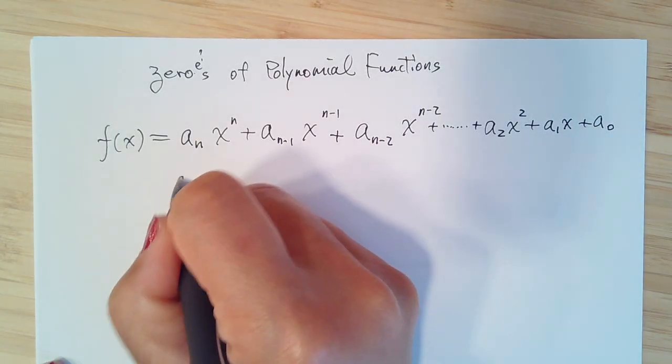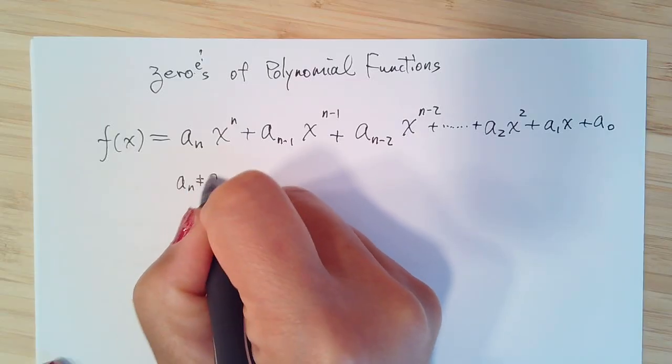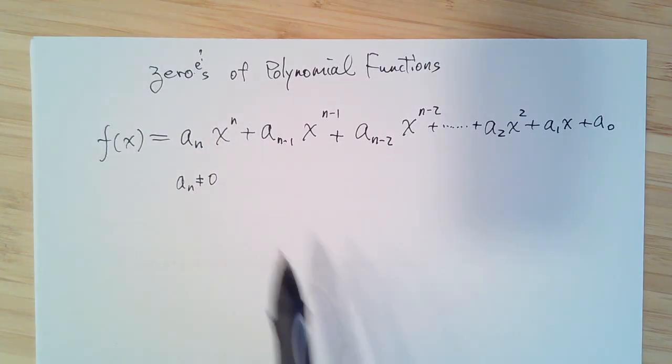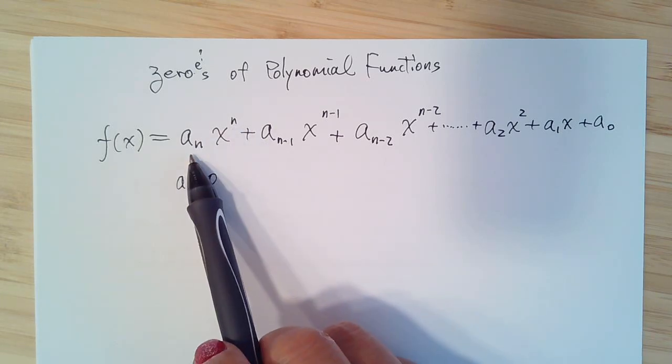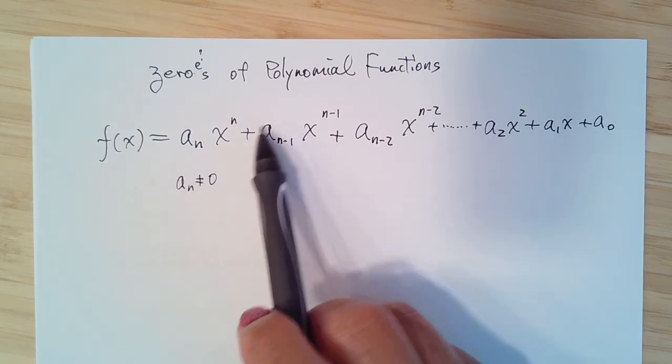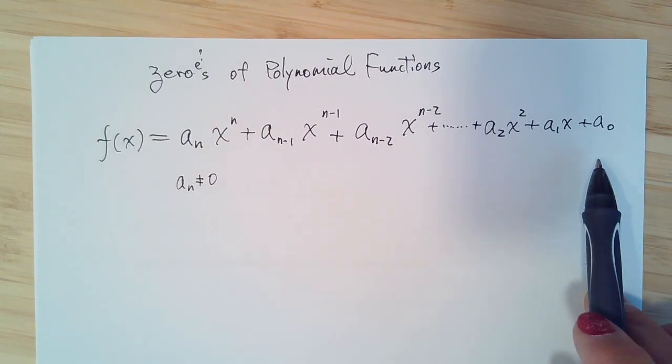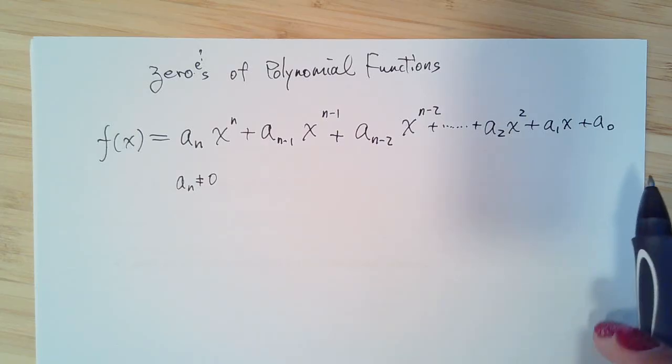In this case, my a n cannot be 0 because I want to keep this as my highest degree term. And remember, this n is the degree. a n is called a leading coefficient. And each one, we call that a term. And the last one, a0, is called a constant term. It's just a quick review, okay?